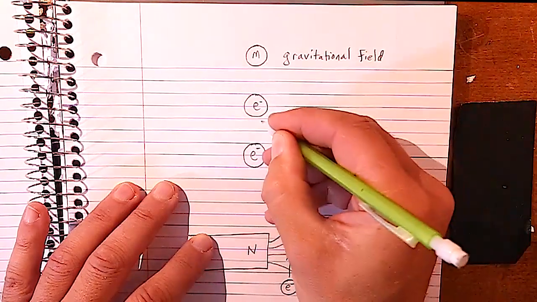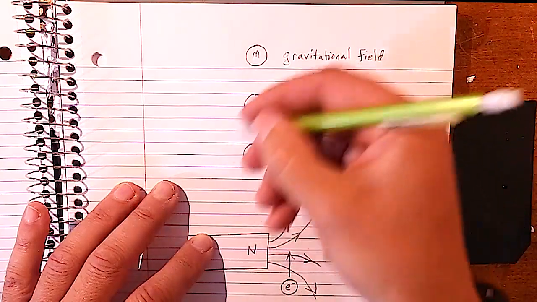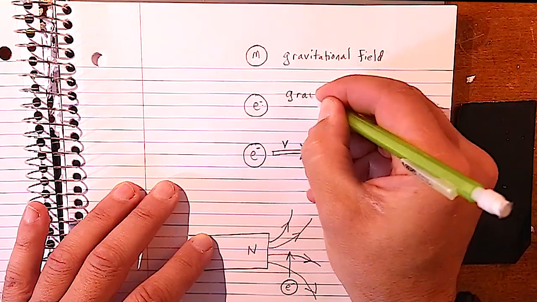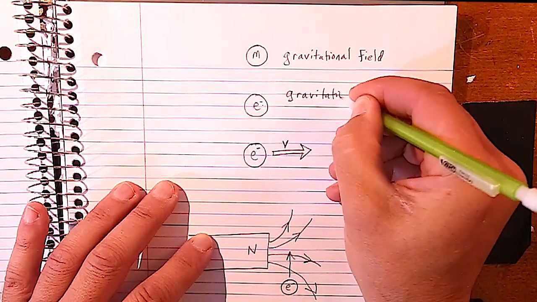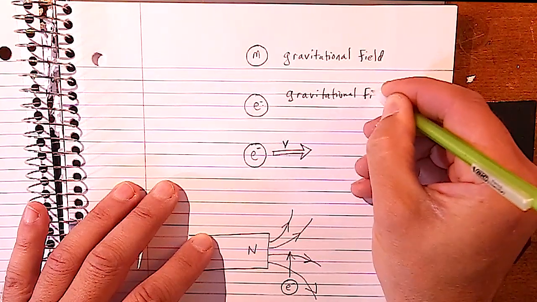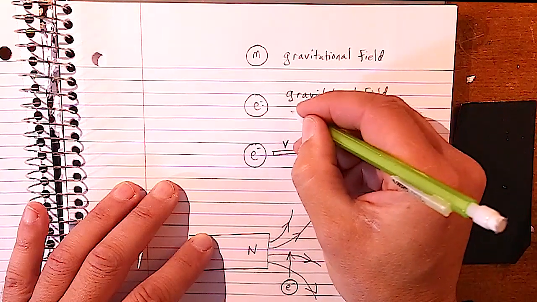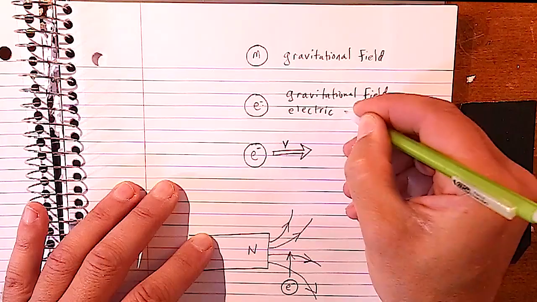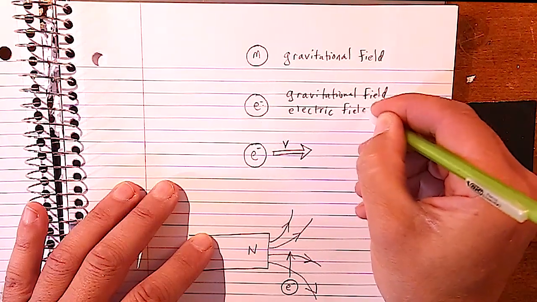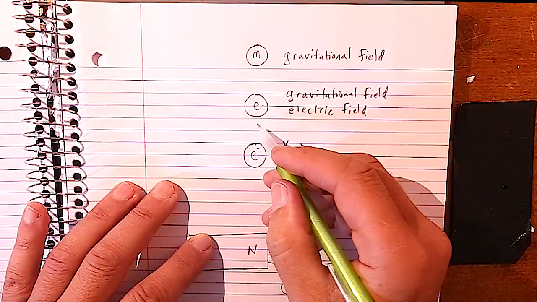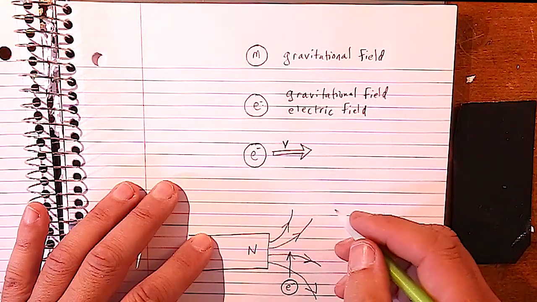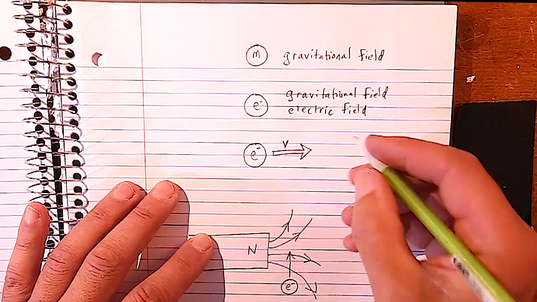But an electron or a proton, we could do this for a proton too, also has mass. So it also has a gravitational field. But because it has charge, it has an electric field. So an electron sitting by itself, or a proton sitting by itself, has two types of fields, gravity and electric. But here's where it gets tricky.